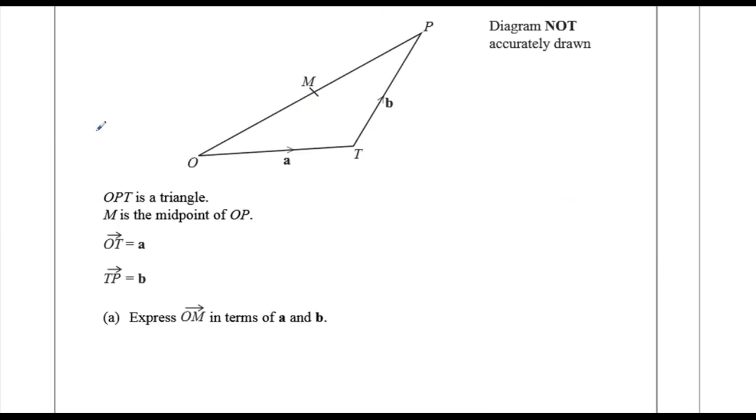OPT is a triangle. M is the midpoint of AB, split in half. O to T is A. T to P is B. Express O to M, so we want to go from here to here, in terms of A and B. Like I've just told you on the last question, A plus B is going to get you there. If you only want to go halfway, then it's just half of whatever the whole thing was. Okay, so I know I'm doing it slightly quicker, in slightly different ways, but then you've got the whole video to reference. You can use which way suits you.